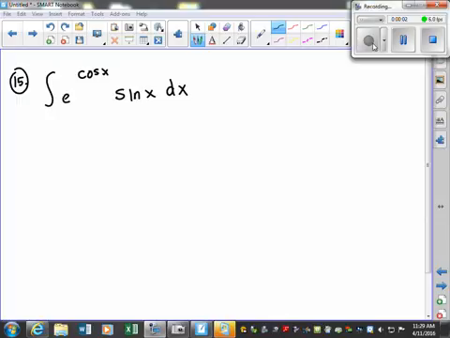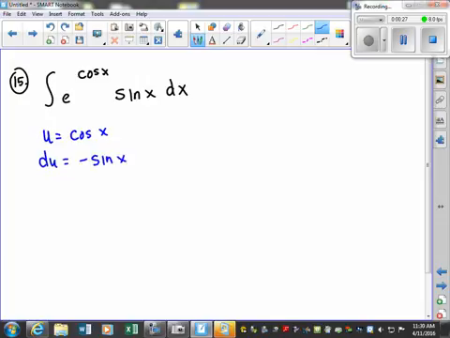Okay, hang in there, just a few more examples and we'll wrap this up. So 15, this is the integral of e to the cosine x power sine of x dx. So we're thinking u is going to be cosine x, good. Then what would the derivative of cosine of x be? Negative sine x dx, so when we rewrite this, we'll have e to the u du.